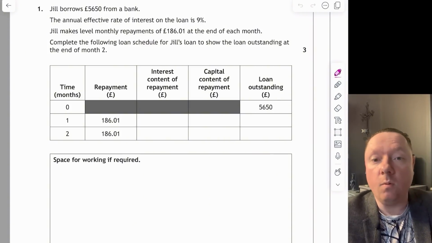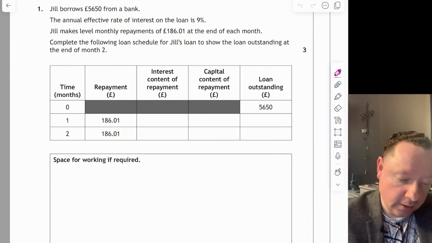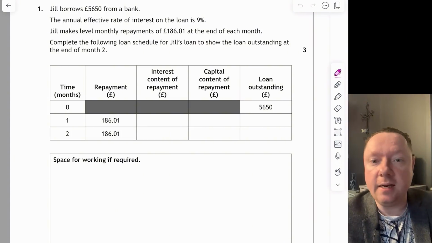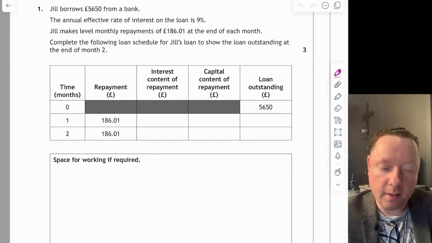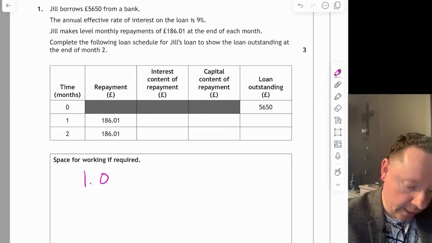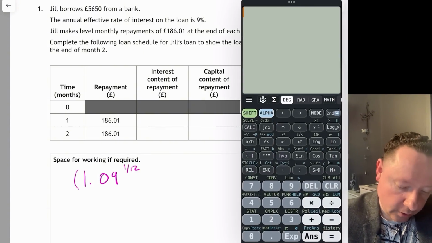So first of all, we need to work out the monthly interest. So we turn that 9% into 1.09, 100 plus 9 divided by 100. And it's the power over 12 because it's 1 month. So if I do that in a calculator, you'll see that I get 1.09 to the power of 1 over 12.